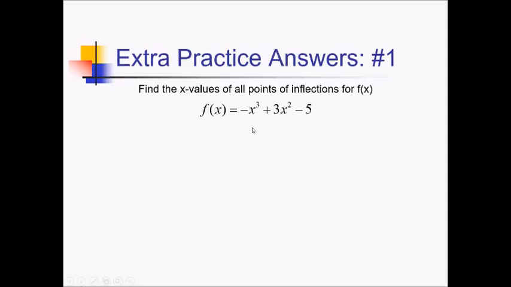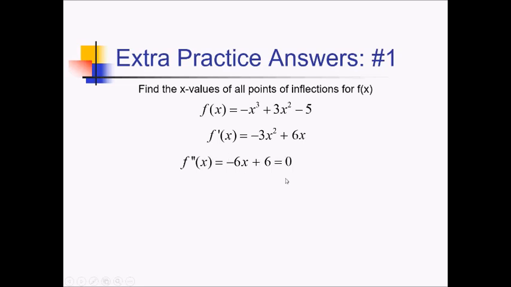To find points of inflection on this problem, we have to first find the second derivative and see where that changes sign. So let's start with the first derivative. That's going to be negative 3x squared plus 6x, and then that 5 is just gone. Now for the second derivative, that'll be negative 6x plus 6. And we need to figure out critical values of this and do a little sign analysis.